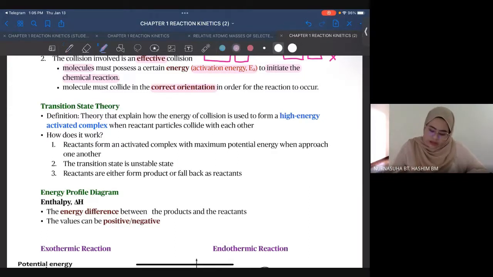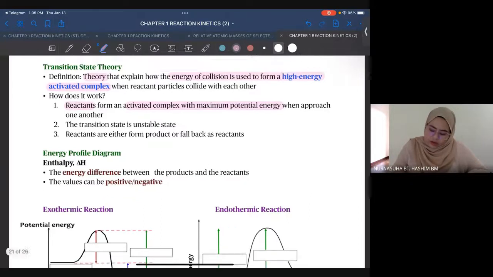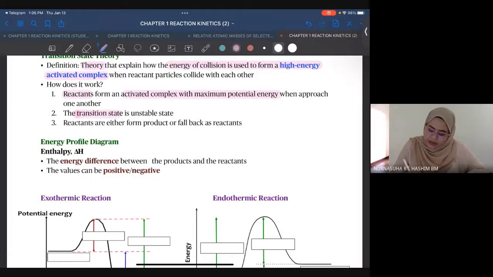Okay, so what is transition state? Transition state theory is a theory that explains how the energy of collision is used to form a high energy activated complex. Okay, so how does it work? Reactants form an activated complex with maximum potential energy when they approach one another. Another thing you have to know is transition state is unstable. So when it is unstable, the reactants either form product or reform as reactant.